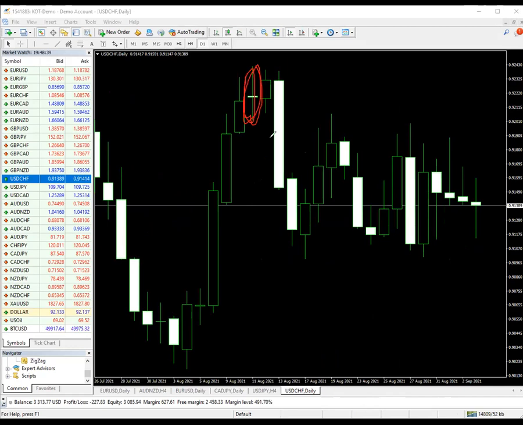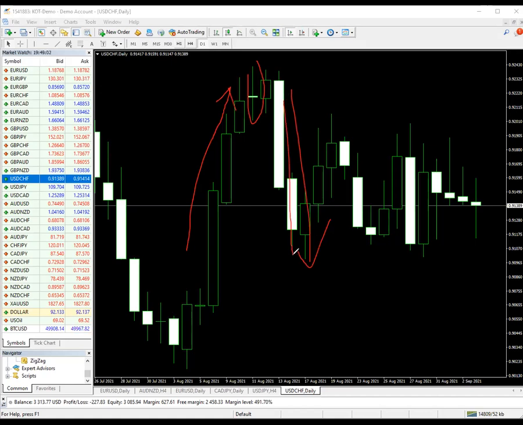Now, what happened? After the spinning top formed, what did you see? The spinning top we saw here formed at the top, so it formed in a bullish market. So what are we expecting? A possible reversal. And we saw all that over here. Did you also see that?